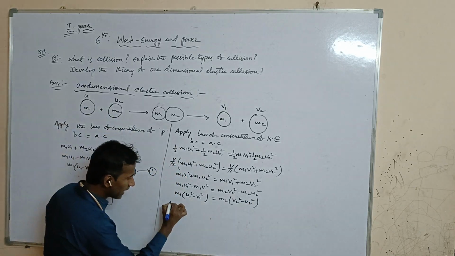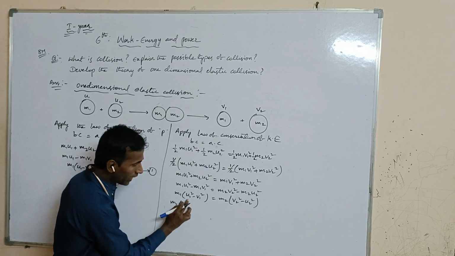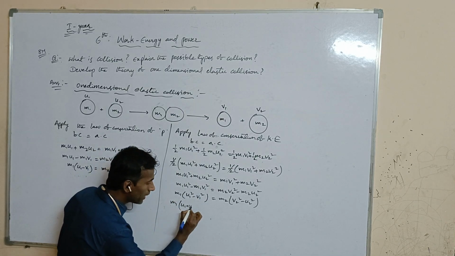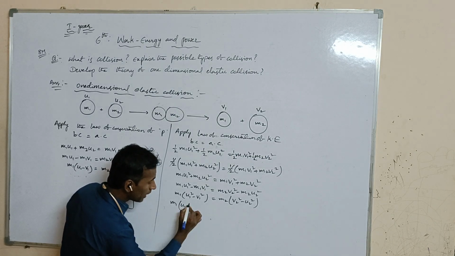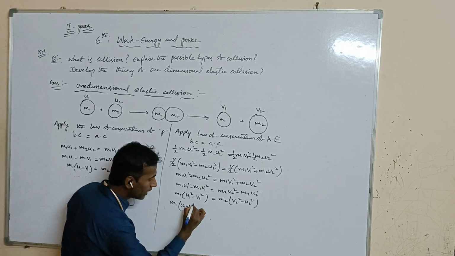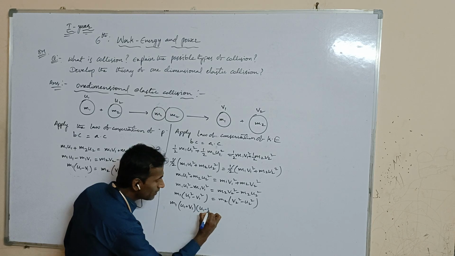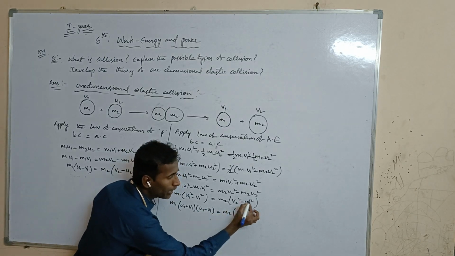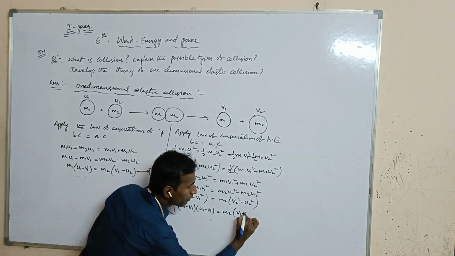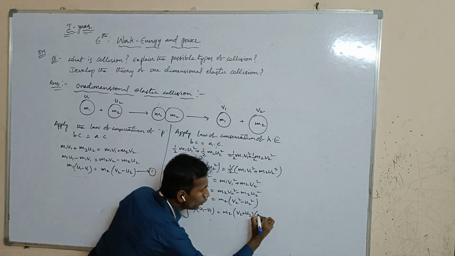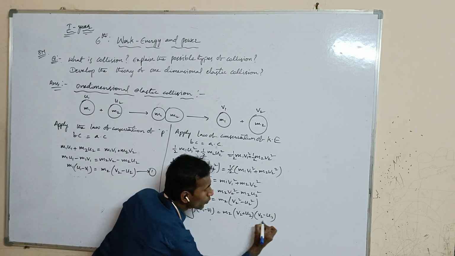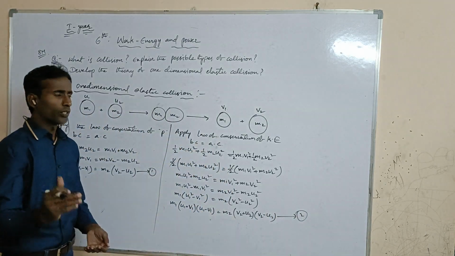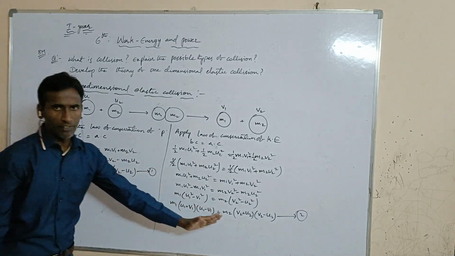Now again, we have the formula A square minus B square equals A plus B into A minus B. So M1 into U1 plus V1 into U1 minus V1, is equal to M2 into V2 plus U2 into V2 minus U2. So this is equation number 2. Okay students, equation 1 came, equation 2 came.